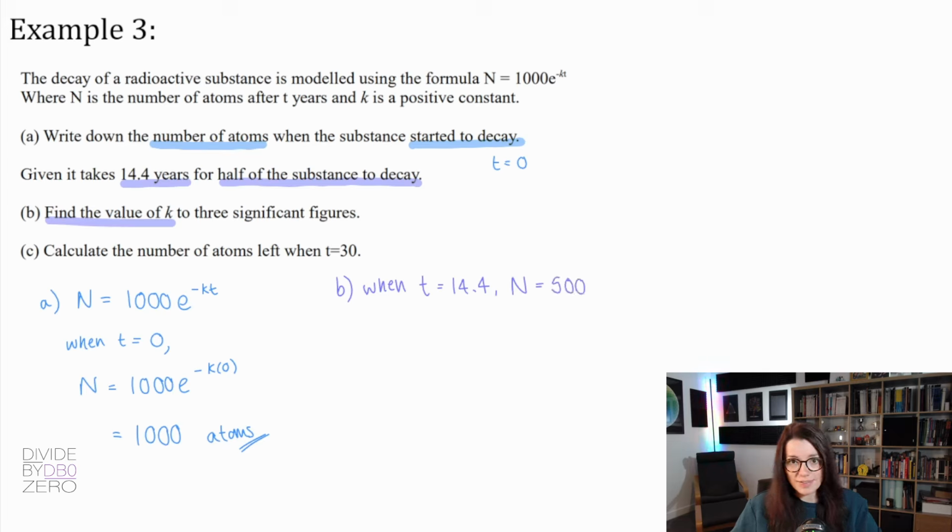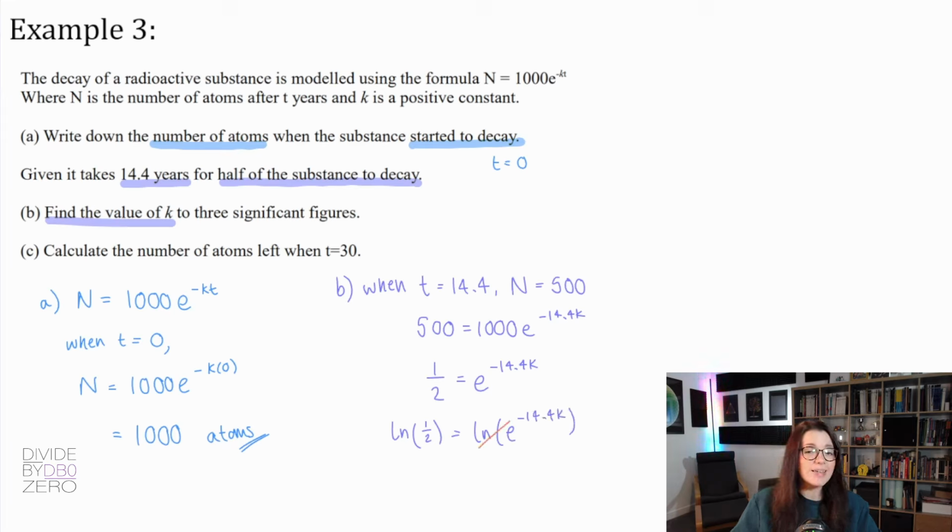We can then sub these values into the exponential model. So we can say 500 equals 1000 e to the power of minus 14.4k. If you divide both sides by 1000, you get this. And then to cancel out the e, we're going to ln both sides of the equation. So ln 1/2 equals ln e to the power of minus 14.4k. And once again, because logs and exponentials are inverses of each other, that means ln and e cancel each other out. So you're left with just minus 14.4k on that side and ln of 1/2 on this side.